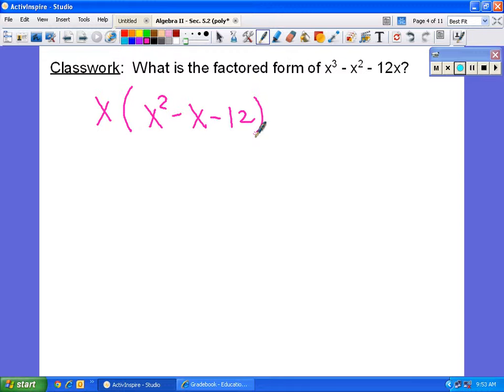Crystal, can you pick up the ball and run with it, please? What's the next step? Multiples of 12? Factors. Very different, factors and multiples. Okay, what are the factors of negative 12 that add up to negative 1?